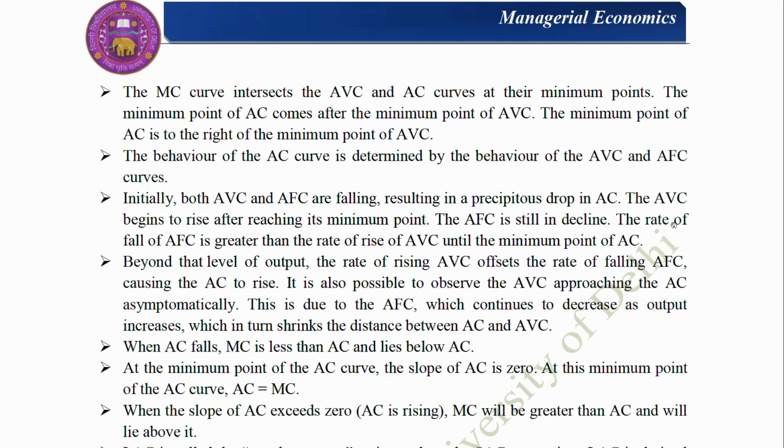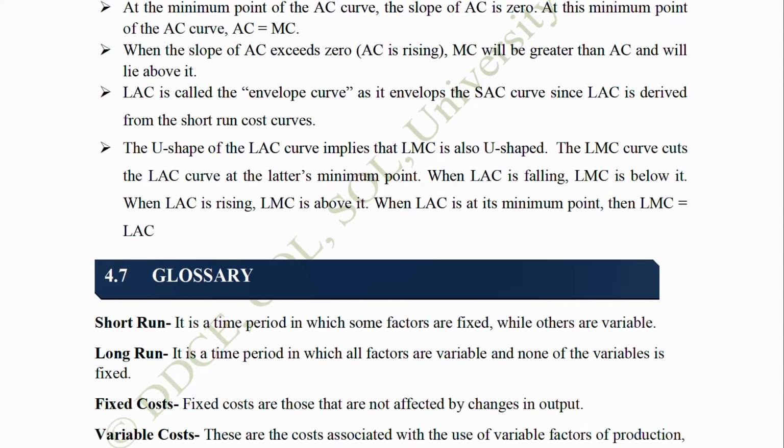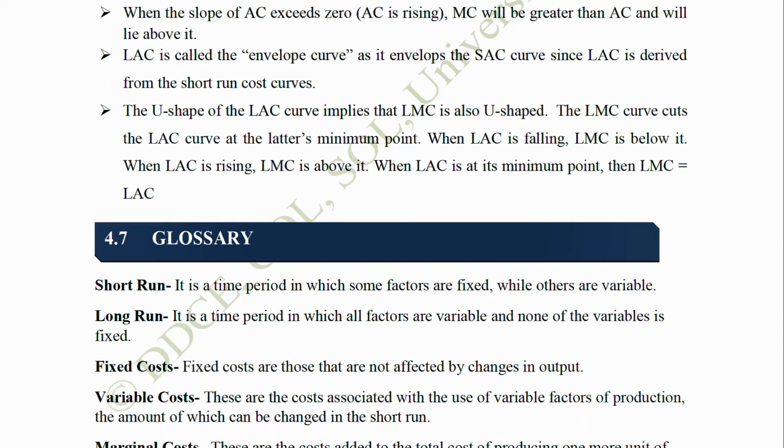When average cost falls, marginal cost is less than average cost and lies below average cost. At the minimum point of the average cost curve, the slope of average cost is 0. At this minimum point of the average cost curve, AC = MC. When the slope of AC exceeds 0, that is, AC is rising, marginal cost will be greater than average cost and will lie above it.